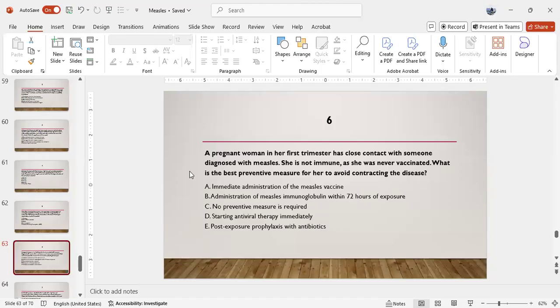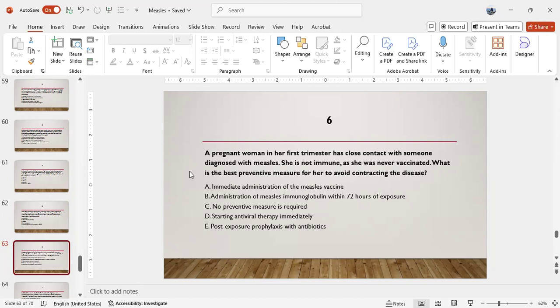A. Immediate administration of the measles vaccine. B. Administration of measles immunoglobulin within 72 hours of exposure. C. No preventive measure is required. D. Starting antiviral therapy immediately. Or E. Post-exposure prophylaxis with antibiotics.